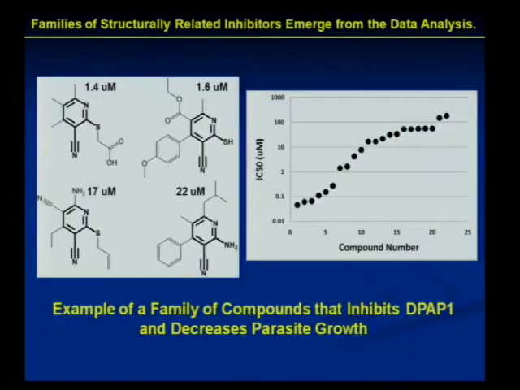We find four compounds with that pyridine group and that nitrile group show up as significantly decreasing the amount of parasitemia. And if we look at all the compounds we're able to validate, there are more than 20 that have that central scaffold and have a dose response against DPAP1. And we have about between 5 and 10 different families of structurally related compounds that seem to show up all the time.